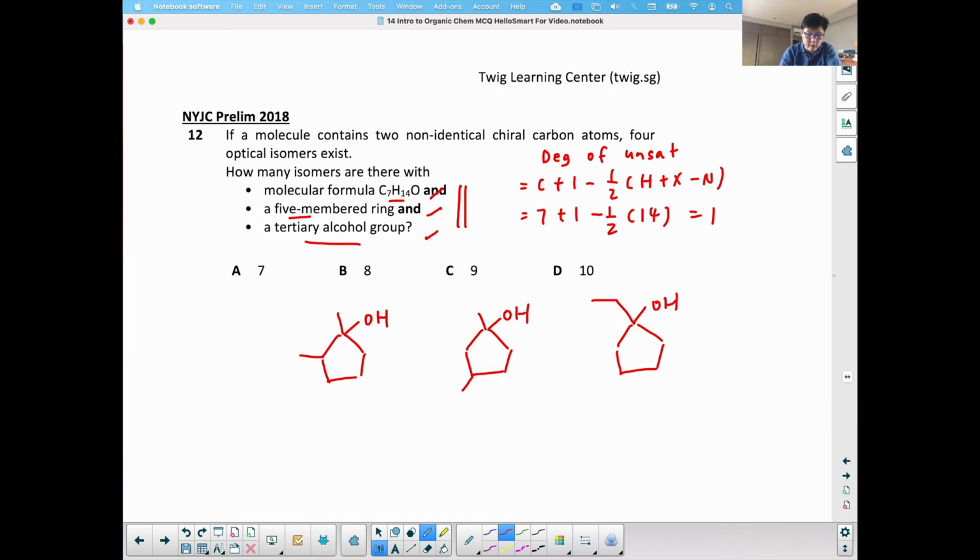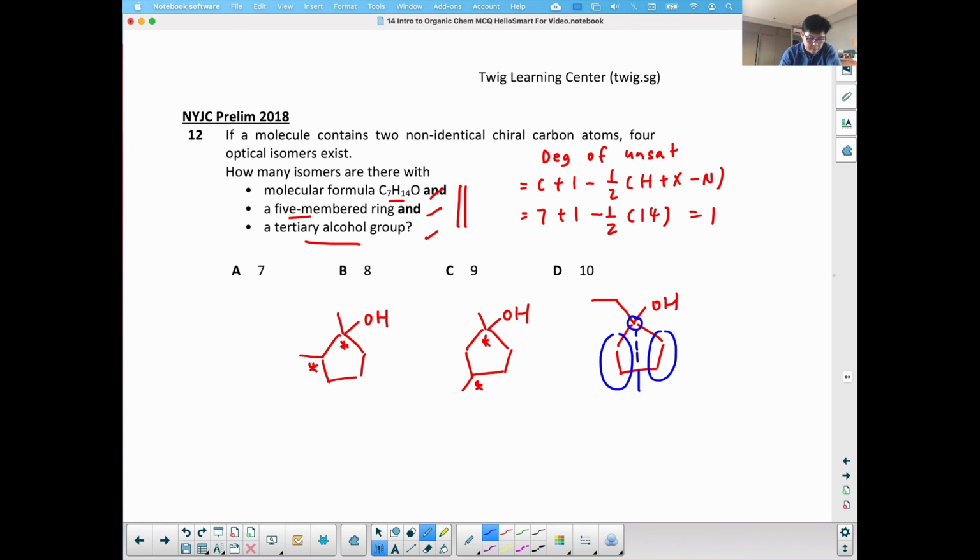In fact, I'll say it over here. There is a chiral center here, and a chiral center here. And for this molecule, there's no chiral center because this side is the same as this side. So this carbon is not chiral, because these two groups are the same.